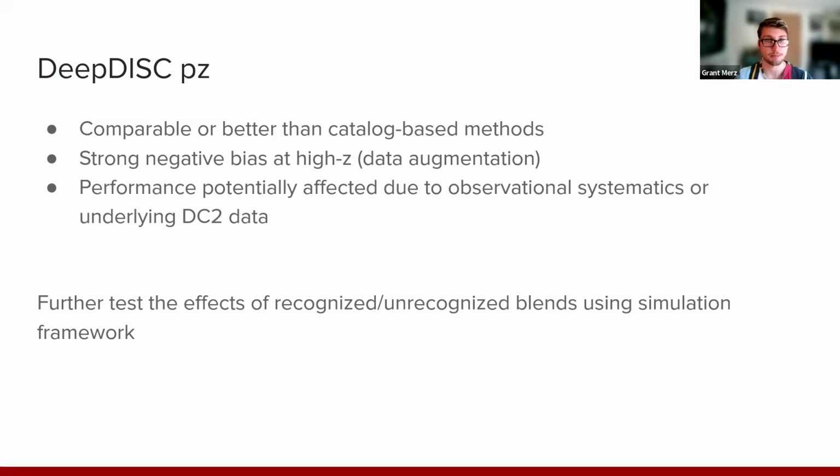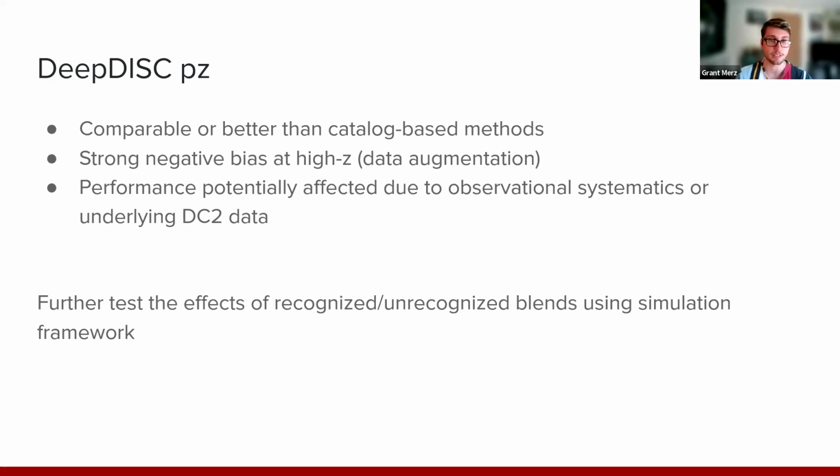Yeah, so just to wrap up, to summarize, we're basically validating DeepDISC by comparing to some catalog-based methods on DC2 data. We see that it's comparable or better than catalog-based methods in the PDFs and the point metric estimates. Potentially, performance may be affected by some observational systematics and underlying effects in the DC2 data.